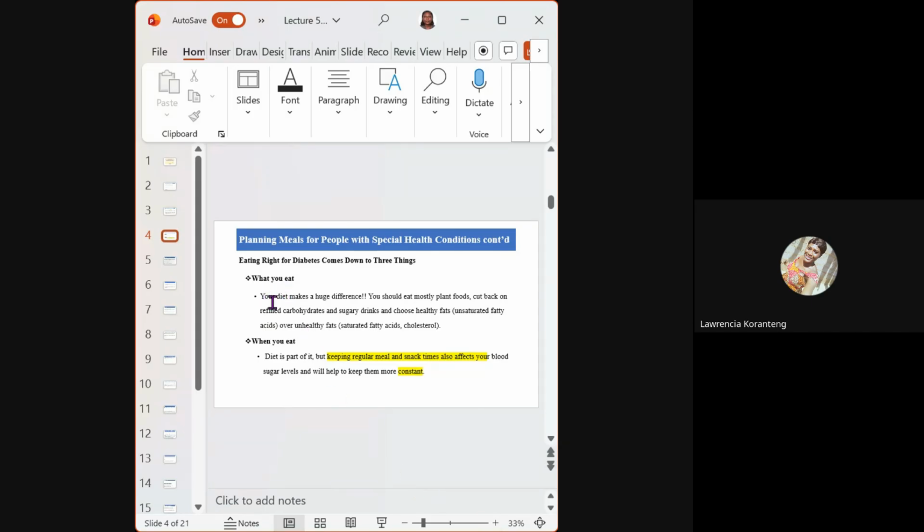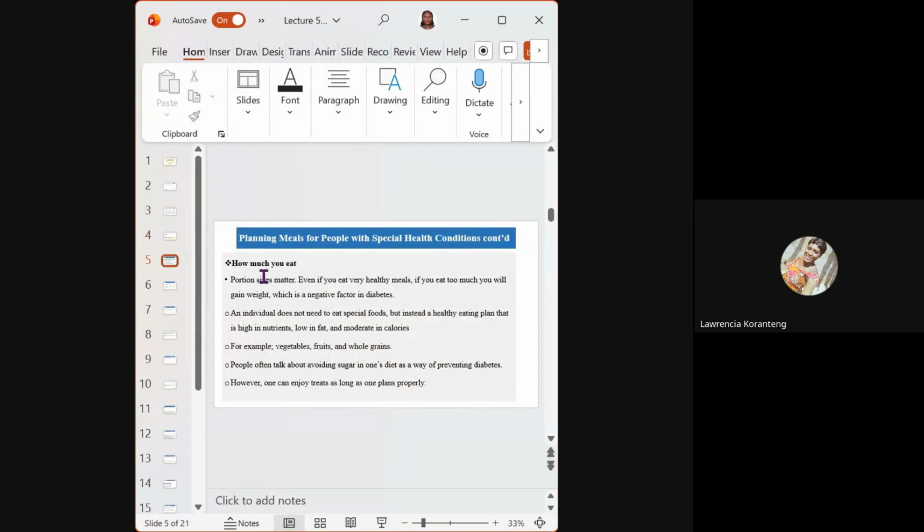What to eat is also a question that you can answer. What to eat, they have to eat everything, but then you bring them back: it should be from plant sources. They should cut down on refined carbohydrates and sugary drinks. They should rather avoid unhealthy fats like the saturated and other such fats. How much to eat is also a very important question. All of this will answer how you should feed the person.